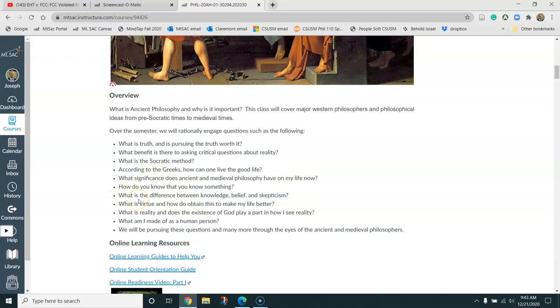What's the difference between knowledge, belief, and skepticism? What is virtue, and how do you obtain it to make your life better? That's a typo. It should say how to obtain it. What is reality, and does the existence of God play a part in how I see reality? Of course it does, right? Whether you believe in God or not. What am I made of as a human person?